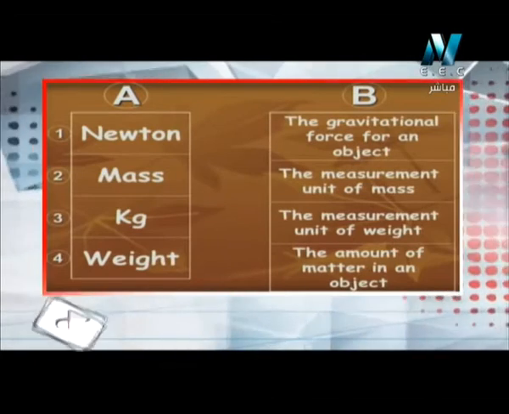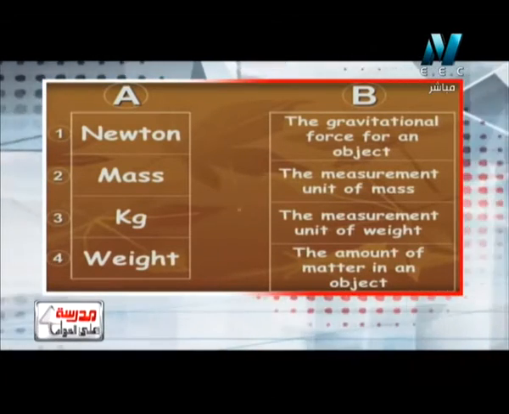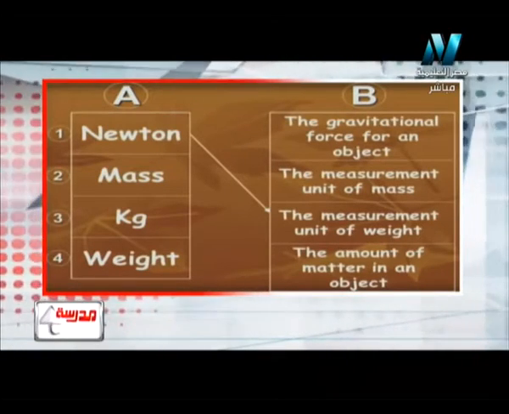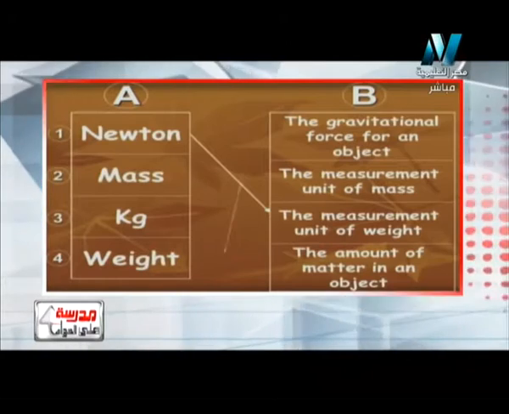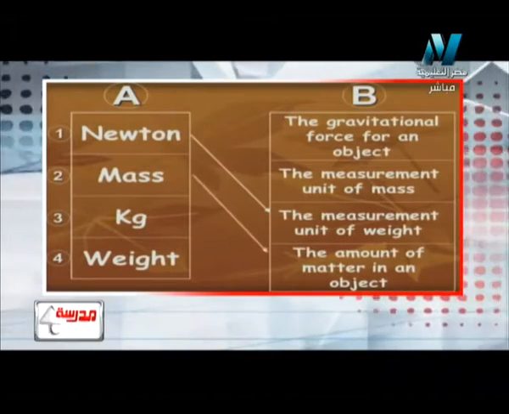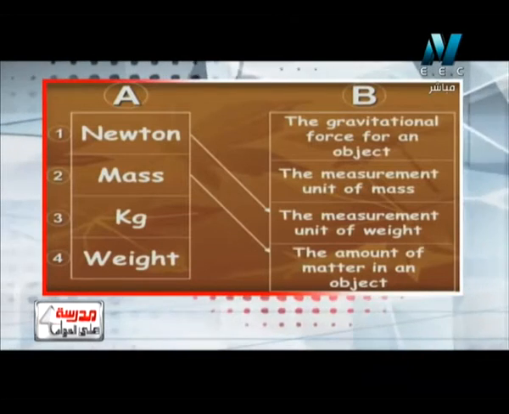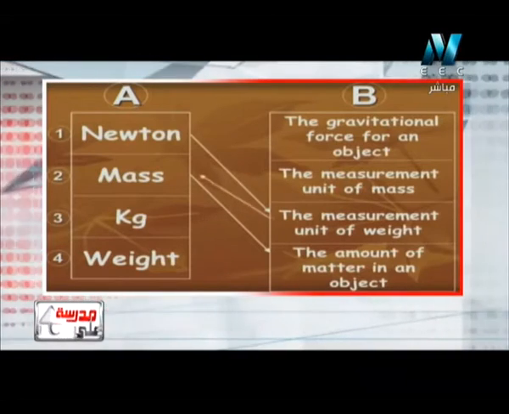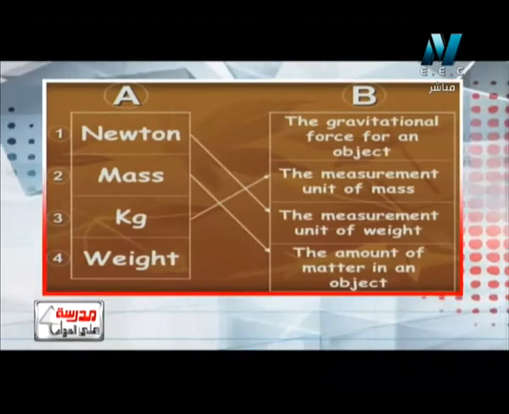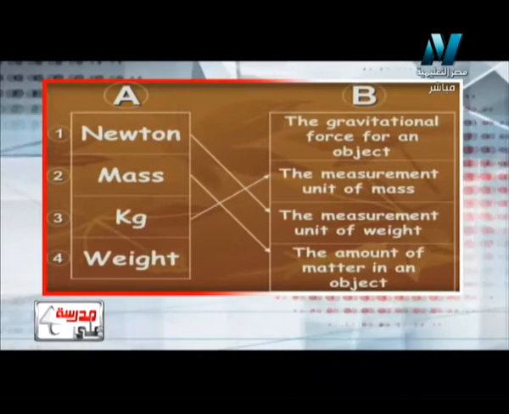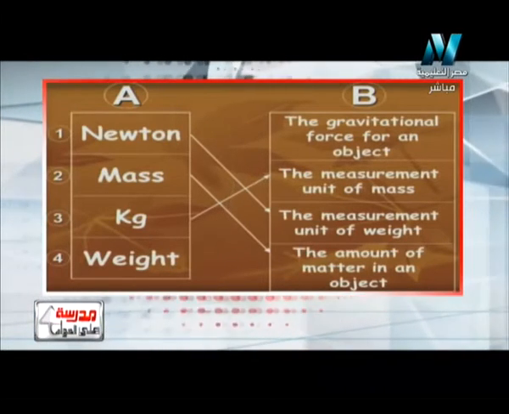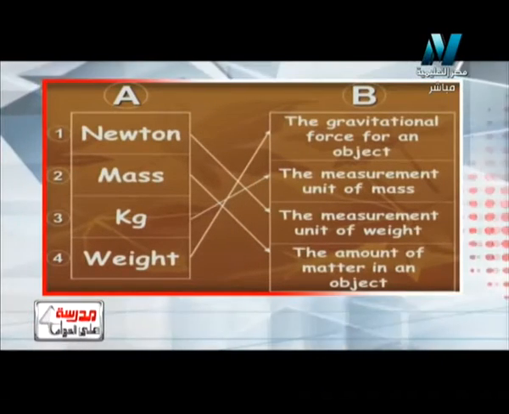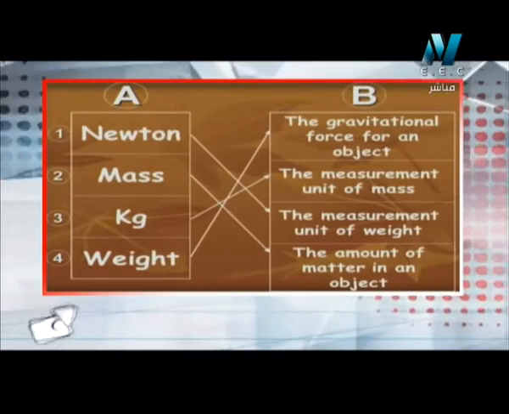So now let's start with the Newton. I think Newton will be the measurement unit of weight. So what about mass? Mass is the amount of matter in an object. And what about kilogram? Kilogram, as we have studied, is the measurement unit of mass. So what about weight? Weight is the gravitational or attraction force for an object.